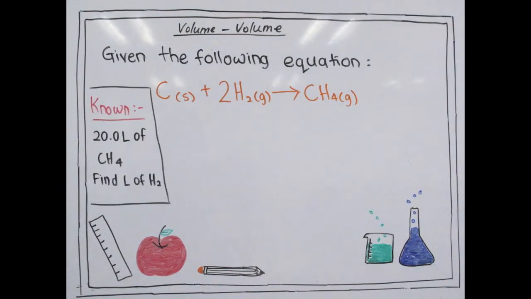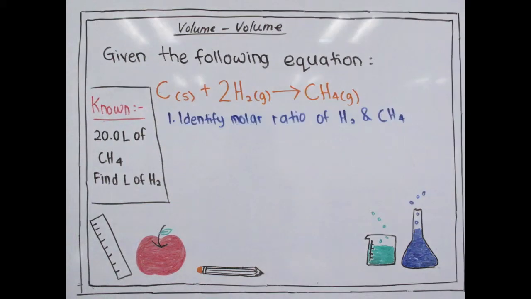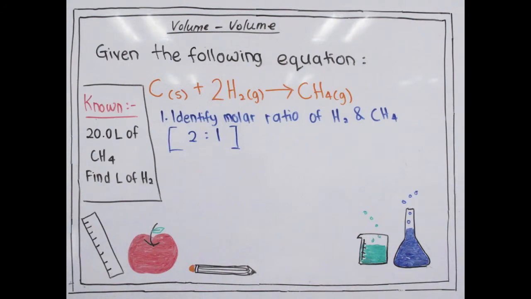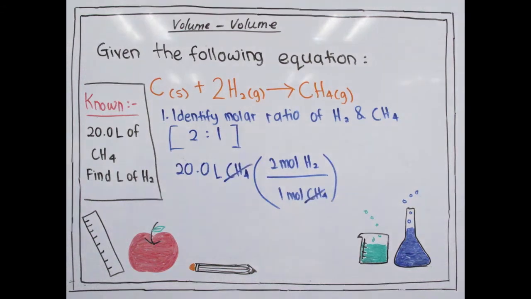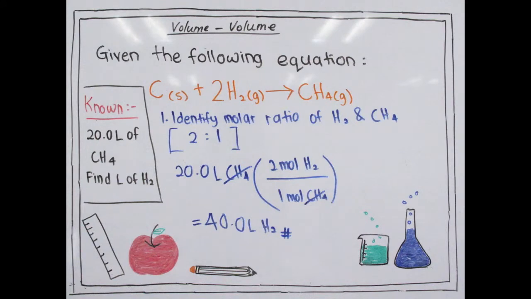Now let's list out the things we know. We know it's 20 liters of methane and we have to find hydrogen. First, we have to identify the molar ratio of hydrogen and methane, which is 2:1. The next step is explaining the equation. So 20 liters of methane times 2 moles of hydrogen over 1 mole of methane gives us 40 liters of hydrogen. See, that was simple enough.